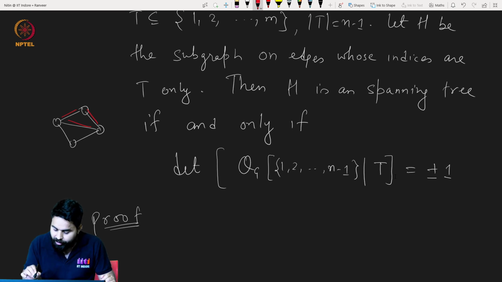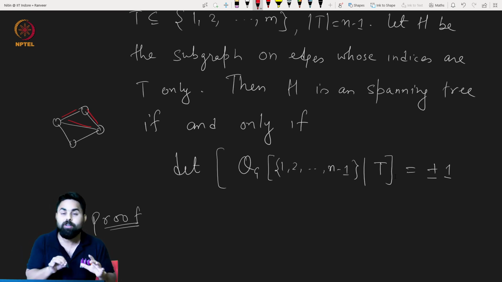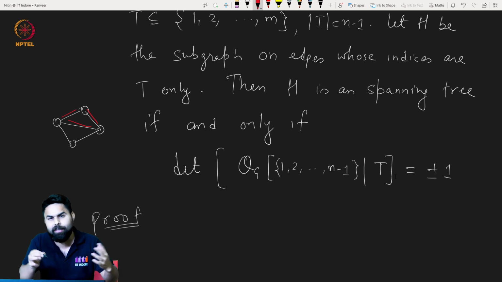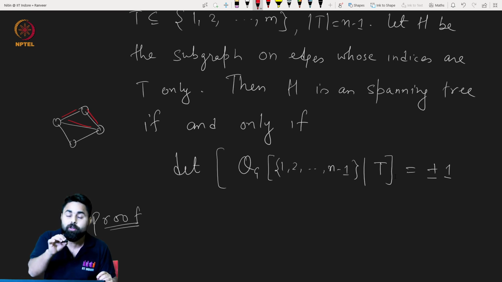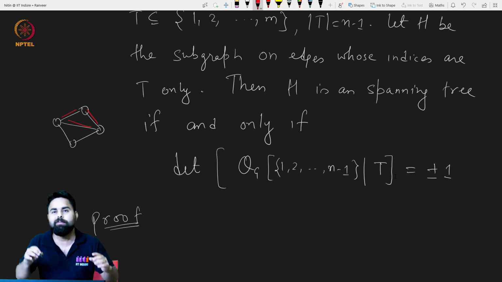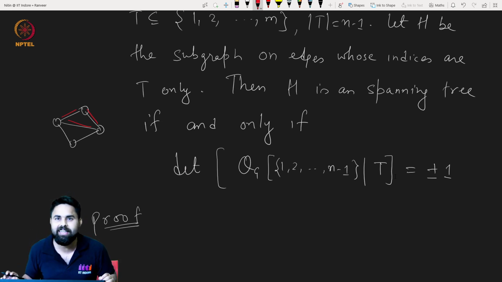If you look at the incidence matrix of this graph, which we have already seen, you take rows 1, 2, 3 and the columns corresponding to these chosen edges, E1, E2, E3, whatever name you give. Then this 3 cross 3 matrix will give you determinant 0 in this case. Now let us prove it in general.